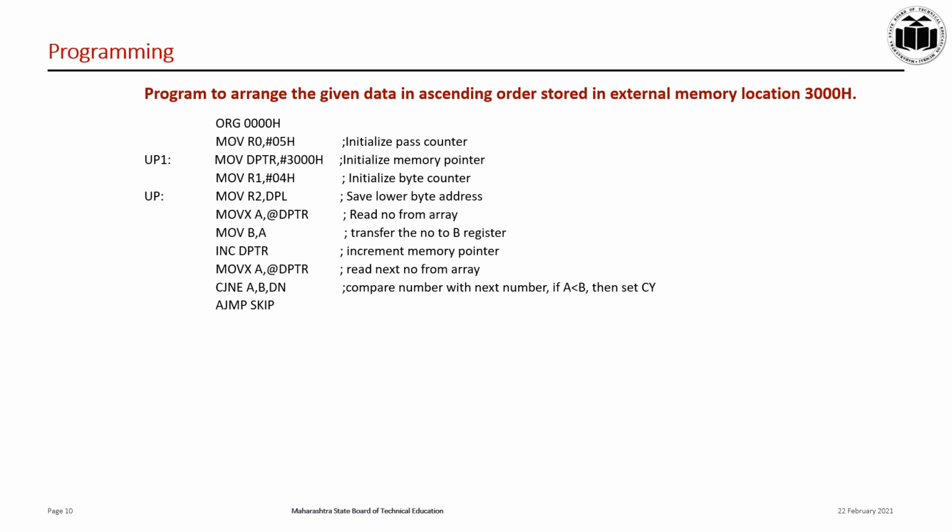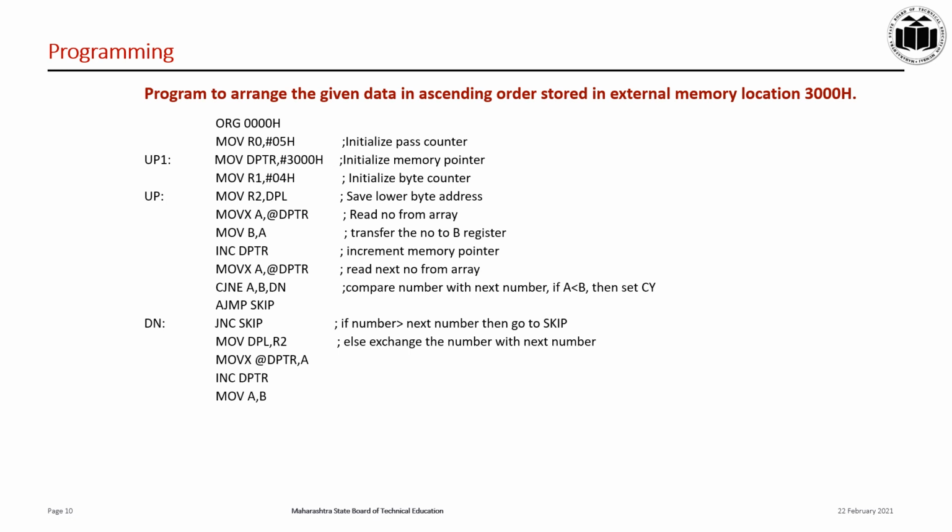Otherwise, if equal, then jump to skip label. If the first number is greater than the next number, then go to skip. Else, exchange the number with the next number. For exchanging, move the number in the memory address pointed by DPTR by instruction MOVX @DPTR, A, and then increment DPTR and then move the content of B register into the accumulator and then move the content of the accumulator to the memory address pointed by DPTR.